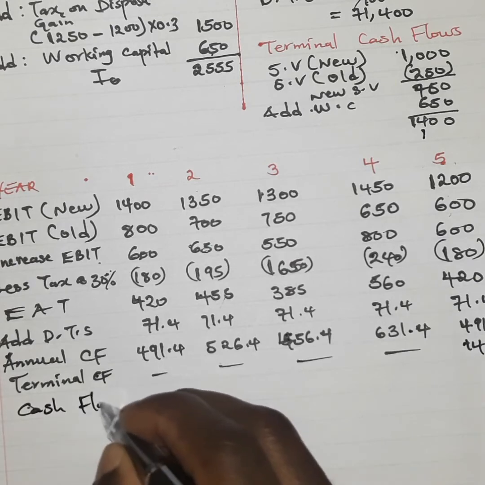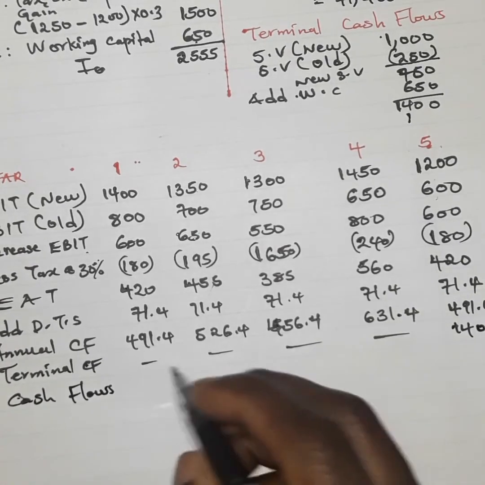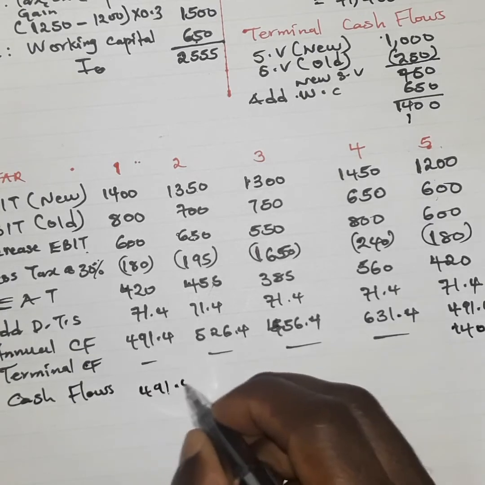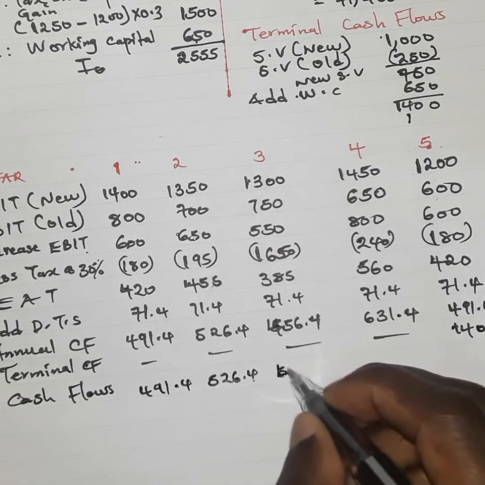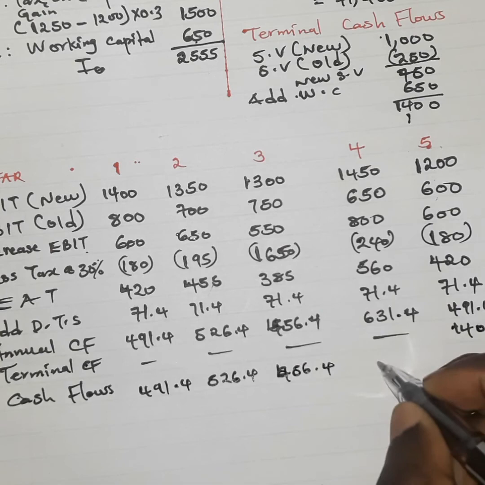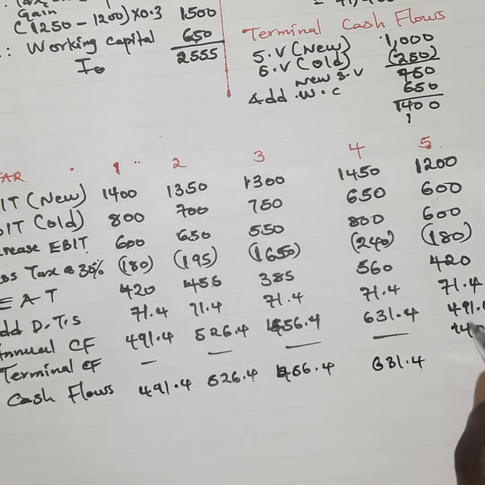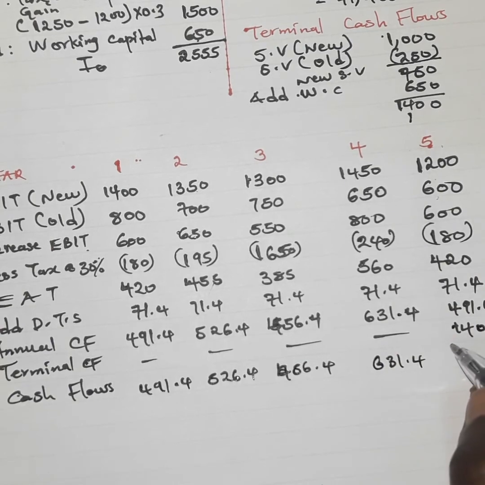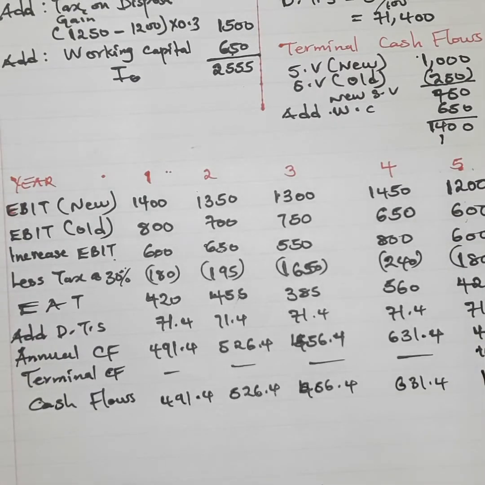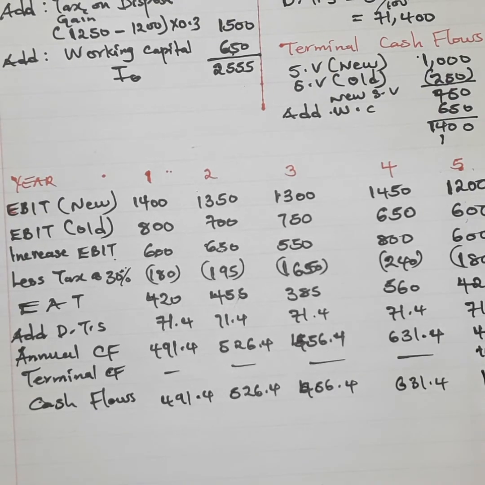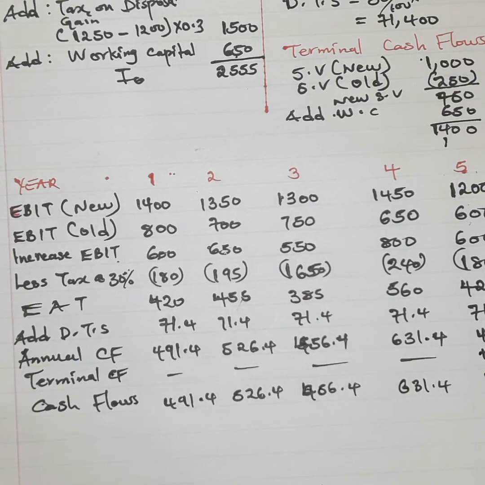The cash flows, after factoring in the total cash flow, for this one they will remain the way they are: 491.4, 526.4, 456.4, 631.4, but these are now we add the 2 and we get an amount of 1891.4. Really 18? Yeah, 18. Yeah, it's supposed to be 1891.4. And that is how we get it.